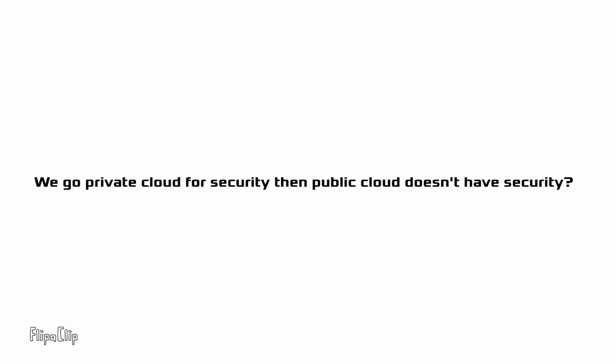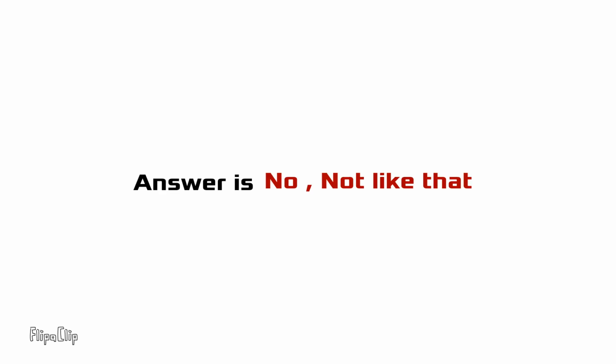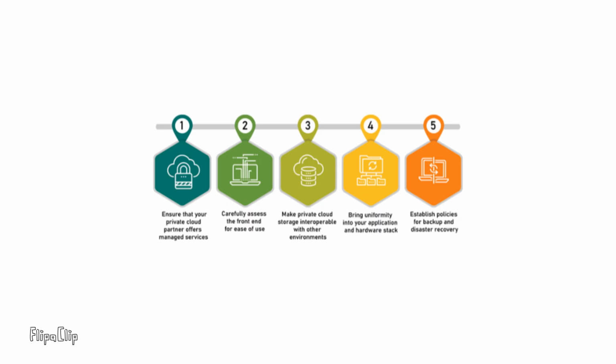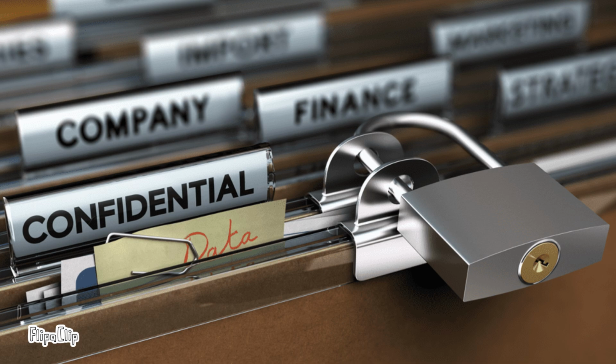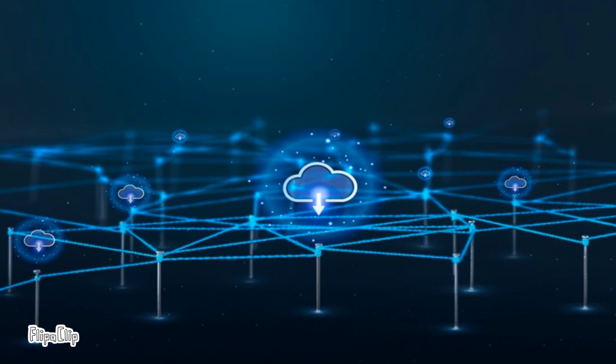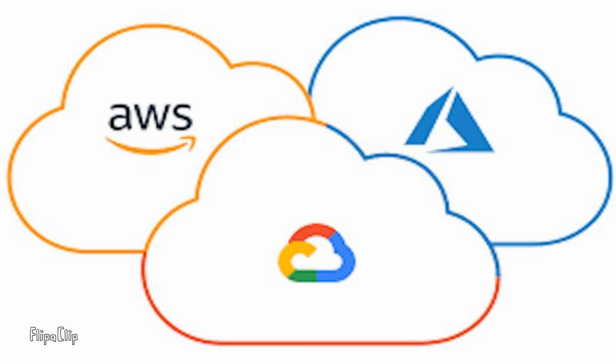From this, one question may arise. When we go to private cloud for security, then does the public cloud not give us security? The answer is no. The private cloud is often chosen for its enhanced control and customization, especially when handling sensitive data. That doesn't mean the public cloud lacks security. In fact, public clouds like AWS, Google Cloud, and Azure give robust security measures.